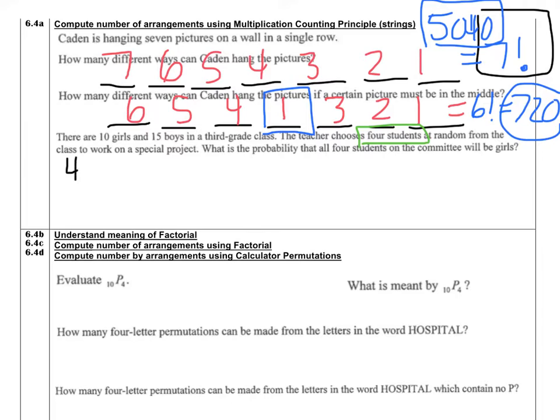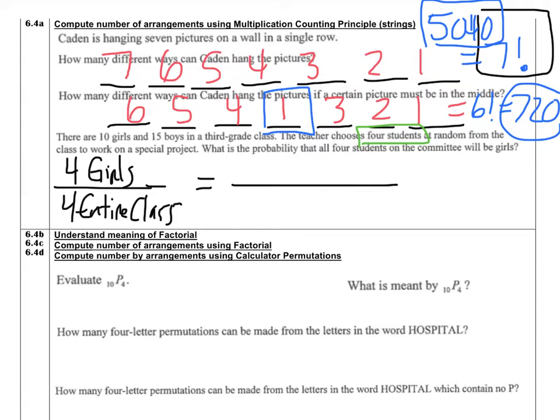So I'm just going to do here the 4 girls divided by the 4 of the entire class. So if you think about how to do this, let's do the bottom of the fraction first. To do the bottom of the fraction, we have 4 in the entire class, so we have 4 choices that we have to make. So how many students are in the entire class? Well, there's 25 students in the entire class, so there's 25 choices for the first pick. She picks one person to be on the committee. There's now only 24 students left. Then there's going to be 23, and then 22.